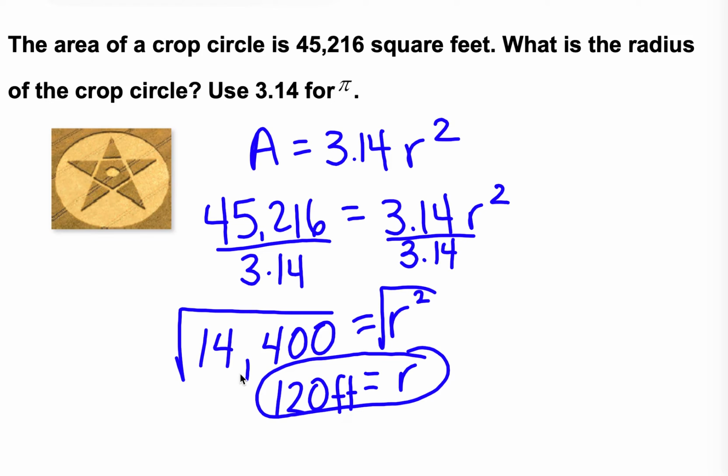Then I have to cancel out this exponent. To cancel out the exponent, I have to do the square root. As I showed in the last problem, square root and squared cancel each other out. So if I do the square root on both sides, that gives us, instead of r squared, now r. And the square root of 14,400 is going to be 120 feet.